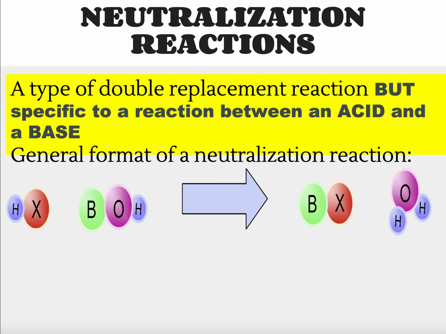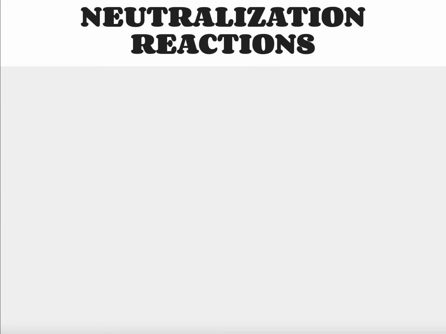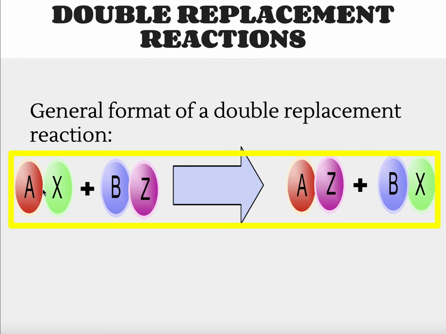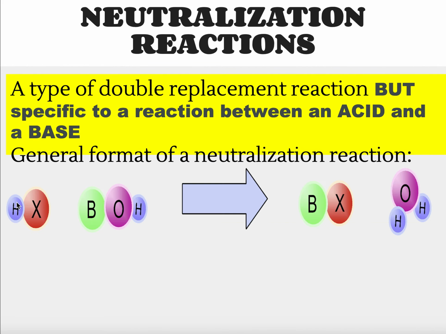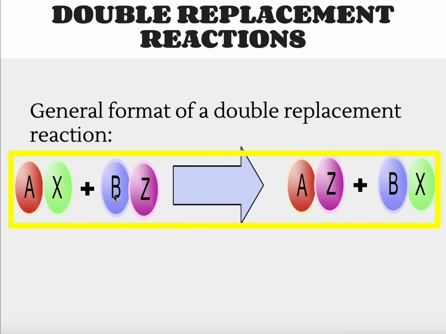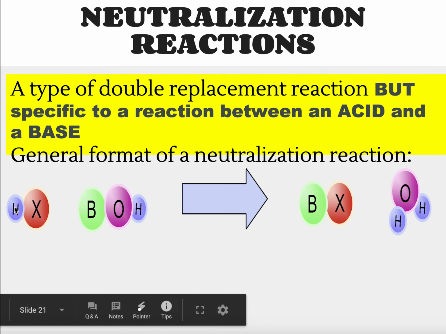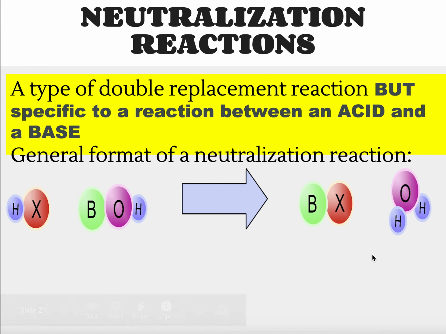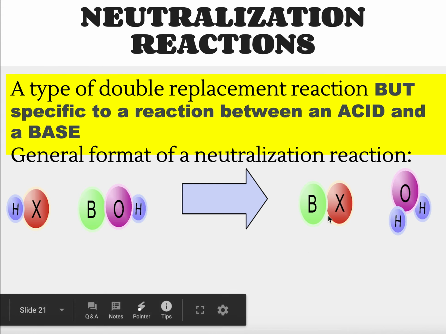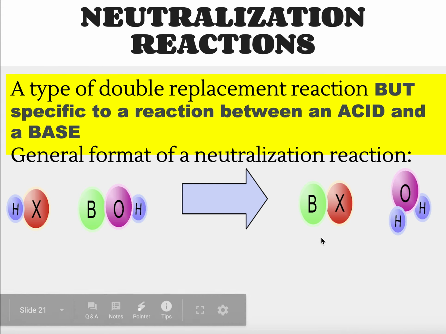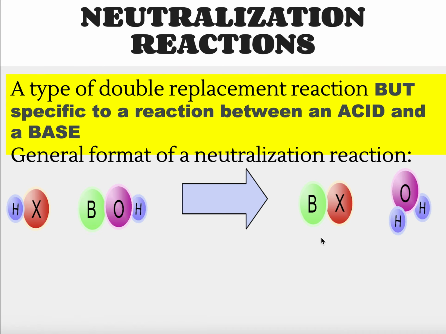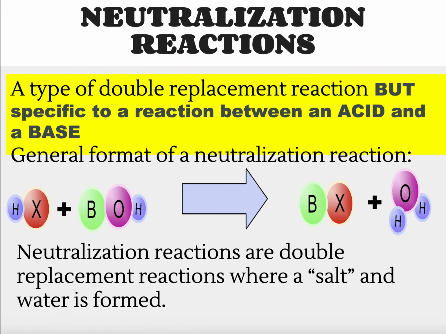And if we look at our format, you'll notice that it's very similar. It was AX. Well, if it's an acid, our A is H. It was BZ. Well, our Z is the OH. So our A pairs up with the OH. This becomes our water. And the B and the X pair up. So it's the same type of process, but it's just specific to an acid and a base.